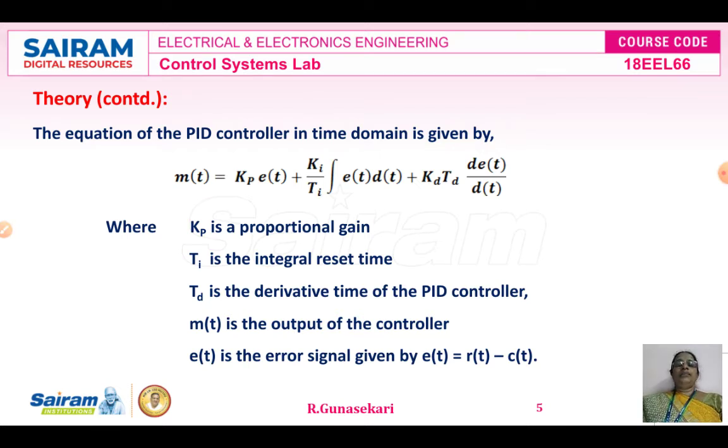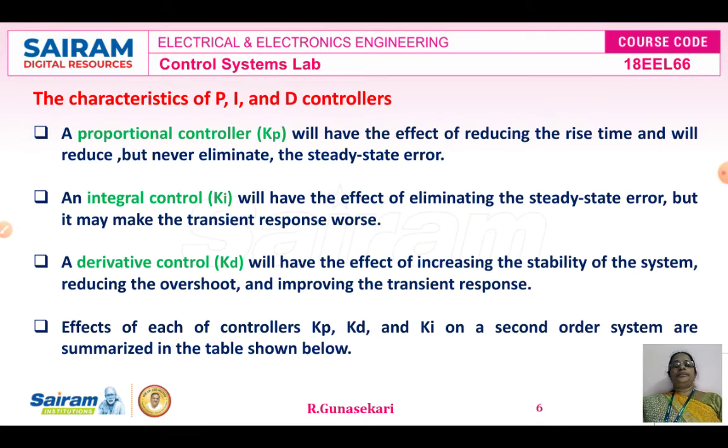The continuation of the theory: the equation of the PID controller in the time domain is given by m of t equal to Kp e of t plus Kp divided by Ti integral e of t dt plus Kp Td de of t divided by dt, where Kp is the proportional gain, Ti is the integral reset time, Td is the derivative time of the PID controller, m of t is the output of the controller, e of t is the error signal which is given by e of t is equal to r of t minus c of t.